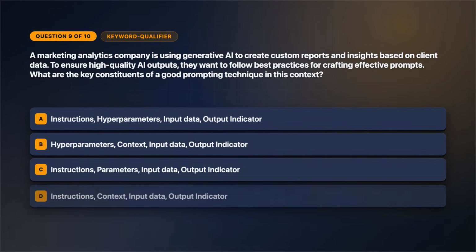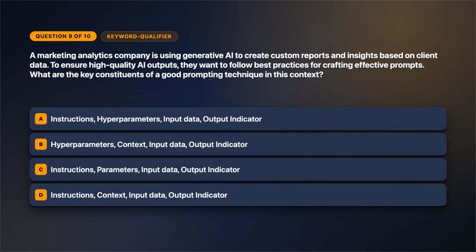Keep your focus here. Question 9. Wording first, memory second. A marketing analytics company is using generative AI to create custom reports and insights based on client data. To ensure high-quality AI outputs, they want to follow best practices for crafting effective prompts. What are the key constituents of a good prompting technique in this context? Select one answer. Review the answer choices on screen.